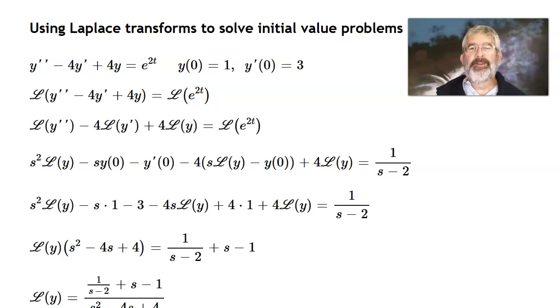In this video, I want to take a look at how we use Laplace transforms to solve a second-order differential equation with initial conditions. So here we go. Here's my equation: y double prime minus 4y prime plus 4y equals e to the 2t, with initial conditions y of 0 equals 1 and y prime of 0 equals 3.